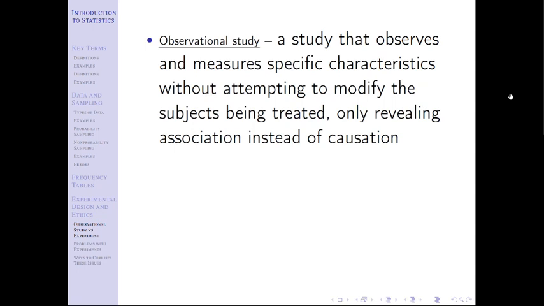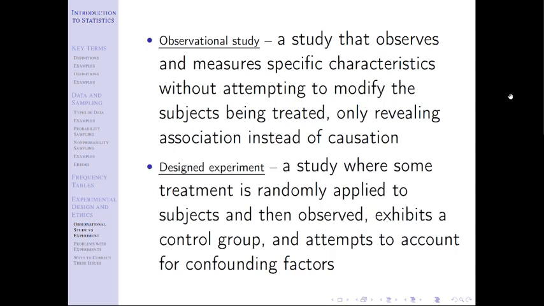And we're going to contrast that with an experiment. A design experiment is a study where we apply a treatment to some people, but we don't apply that treatment to other people. That's the control group. Control group meaning we don't apply treatment to them. And it helps account for confounding factors. What does that mean? There's a lot of words there that you may not be familiar with.